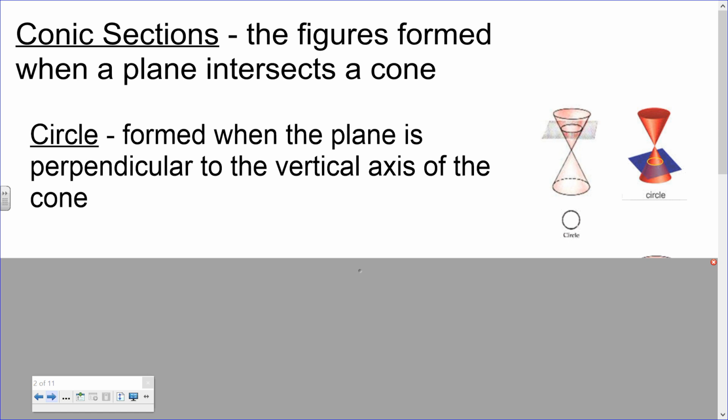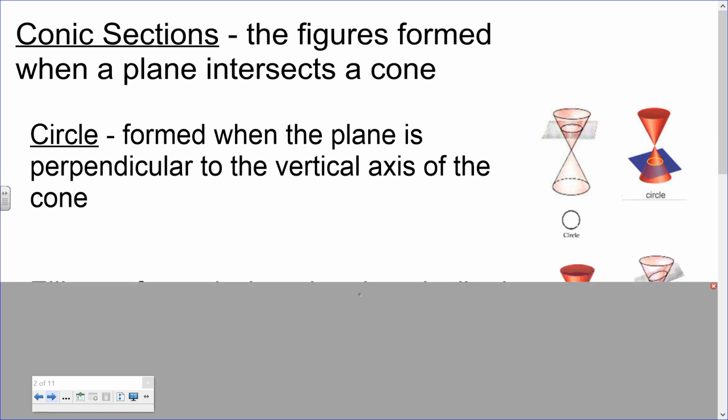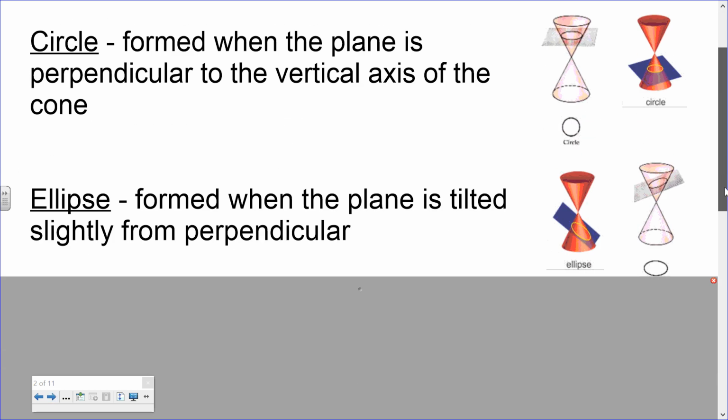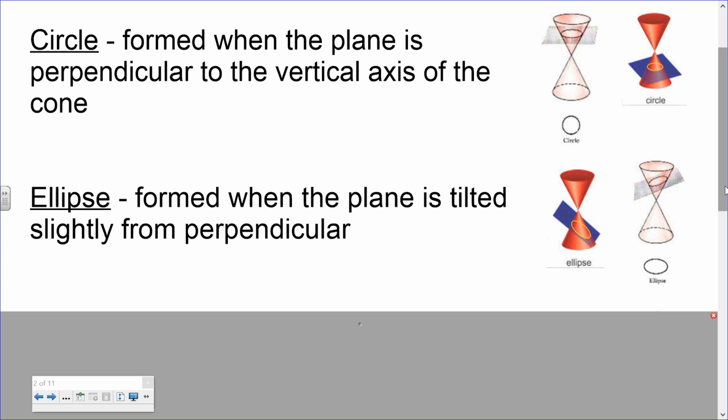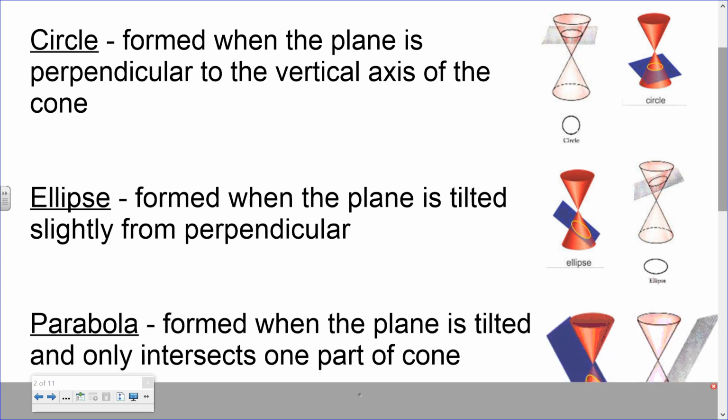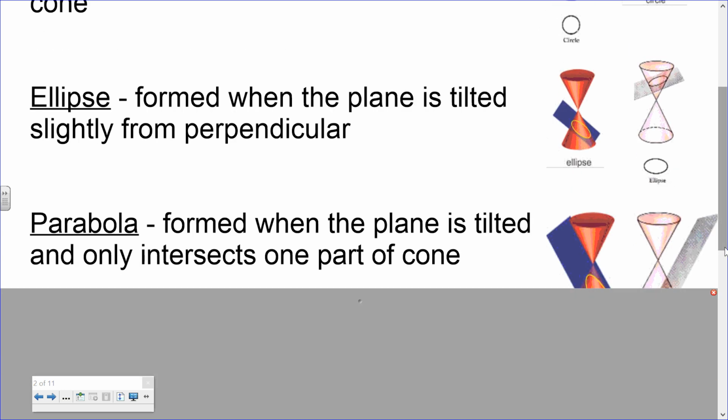Ellipses? An ellipse is one of the ones. Ellipse is the shape that we would get if we tilt it just a little bit. So instead of going perpendicular to the axis through the cone, we go at just a little bit of an angle, and then we get the ellipse. So instead of going straight across, I've tilted it a little bit. If I tilt it just a little bit more, I might not go through the other side of this circle. I might get my parabola.